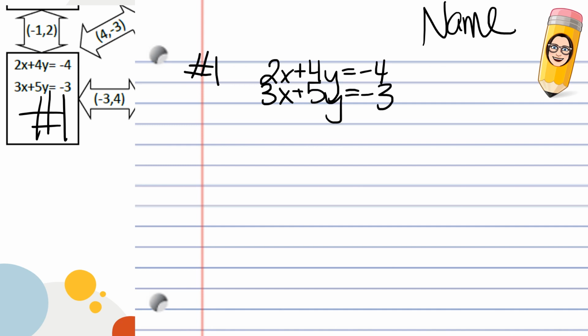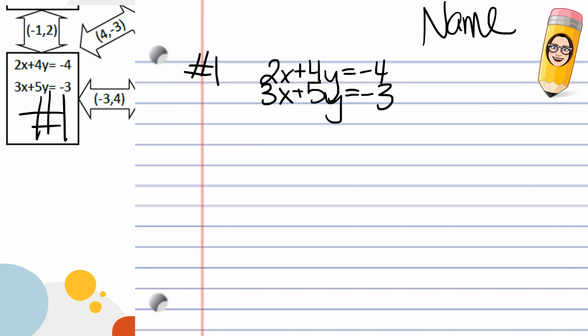Step 1, line up. Everything's lined up. See how the X's are lined up? Let me highlight for you. The X's are lined up. The Y's are lined up. The equals need to be lined up. And the solutions need to be lined up. Because they're lined up, we can move to step 2.